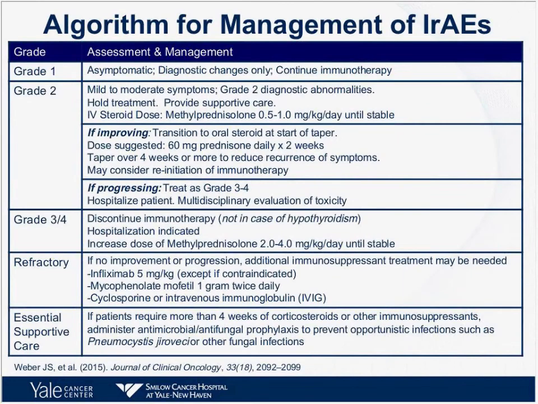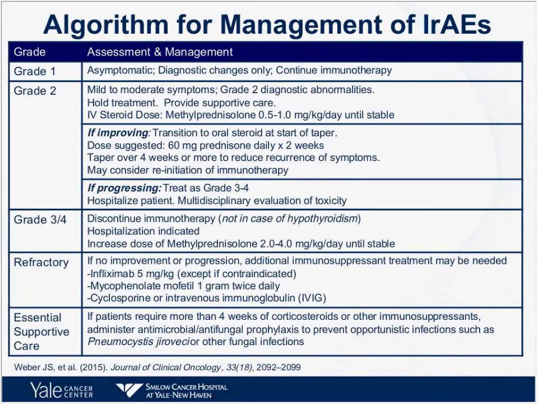So in general, we've gone through several of the organ systems, but I just wanted to summarize for you that it is helpful to have an algorithm for the management of immune-mediated or immune-related adverse events. And so this really summarizes for us how we manage. So for grade 1 toxicities, patients are asymptomatic, diagnostic changes only.